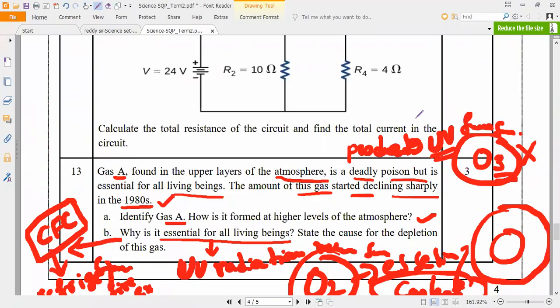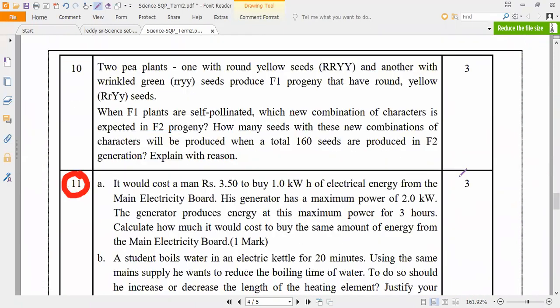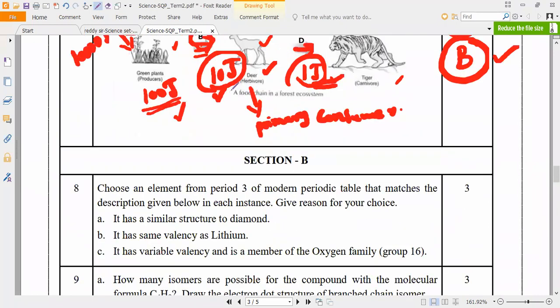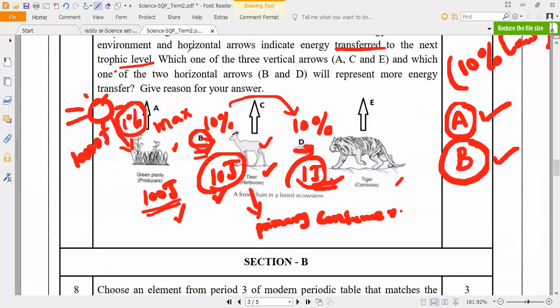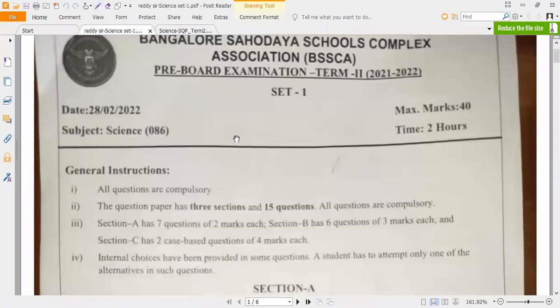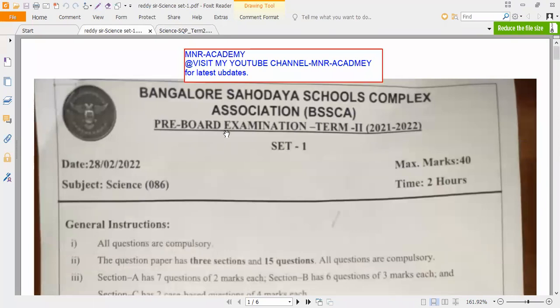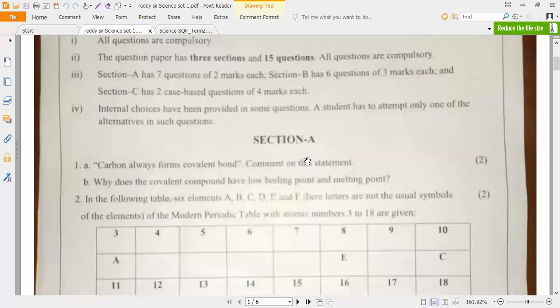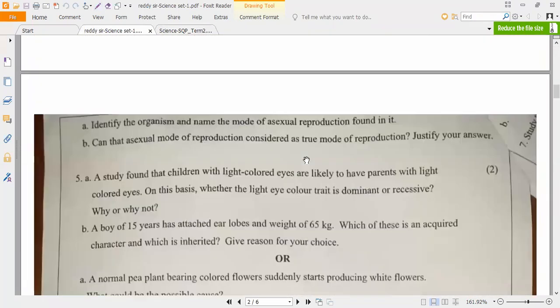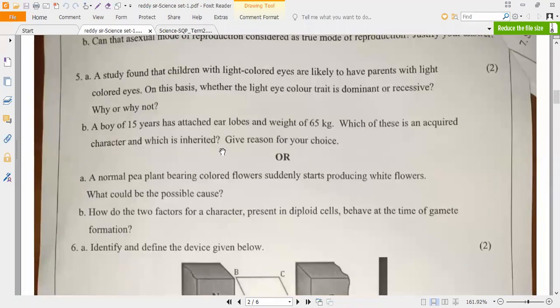So totally how many marks did it come to? 3 marks plus 2 marks. Directly, people, you can get 100%. That is what I will always suggest. So this is what it is. Now let us come to one more thing. This is the Bangalore Sahodaya School Complex set 1 paper. Now, set 1 paper, let us see how it is happening, and you might notice it.